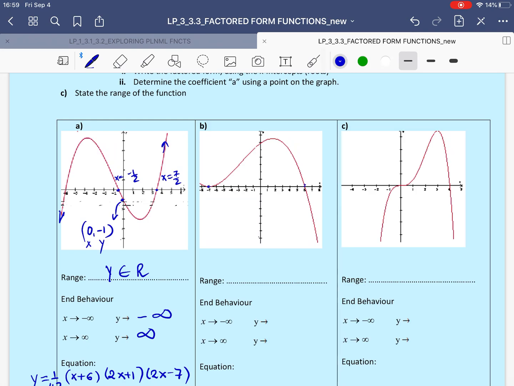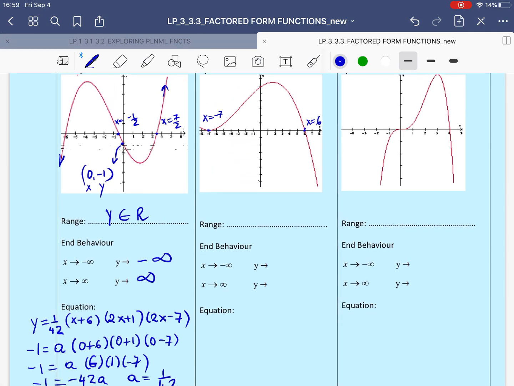Now, in the next example, you have to note that these are the roots or the x-intercepts. At x equals negative 7, we have a double root, and at x equals 6, we have a single root. So the equation will be y equals a times x plus 7, second degree or second order root, and x minus 6. We do not know what the coefficient a is, but we can use this point on the graph to help us find it. 1, 2, 3, 4, 5, 6.